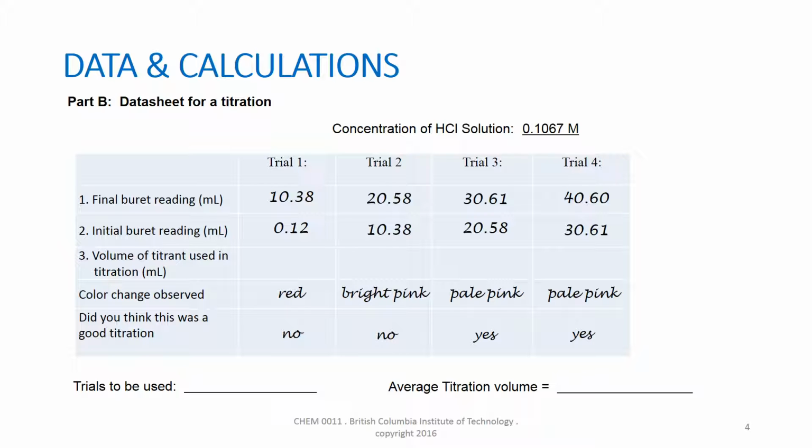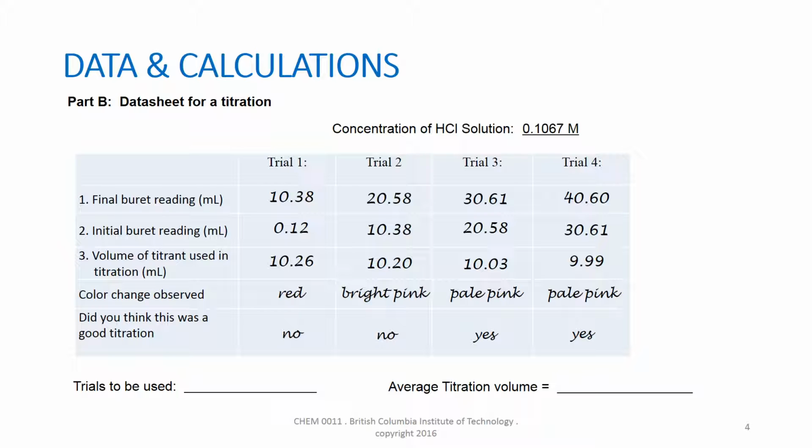The first thing to do is to calculate the volume of titrant NaOH used for each titration. The volume used is the final buret reading minus the initial buret reading. For trial 1, this is 10.38 milliliters minus 0.12 milliliters, which gives 10.26 milliliters of NaOH used in this titration. For trial 2, it is 20.58 milliliters minus 10.38 milliliters to give 10.20 milliliters of NaOH used. For trial 3, 10.03 milliliters of NaOH was used, and trial 4 used 9.99 milliliters of NaOH.